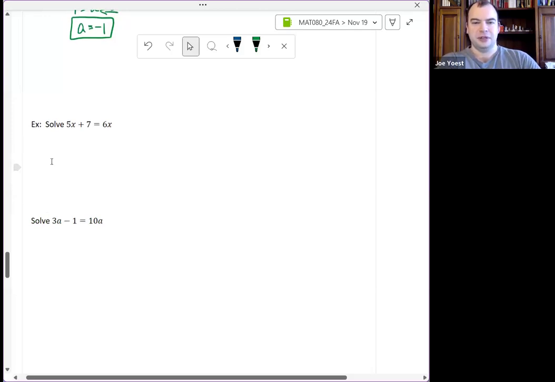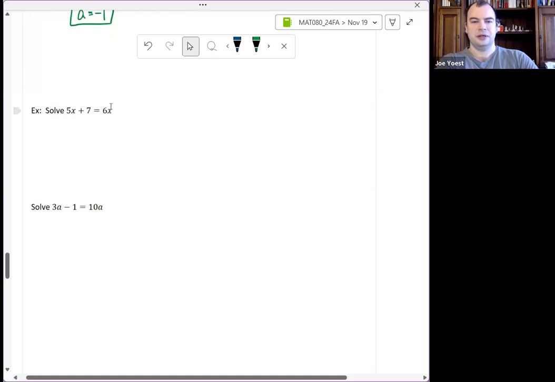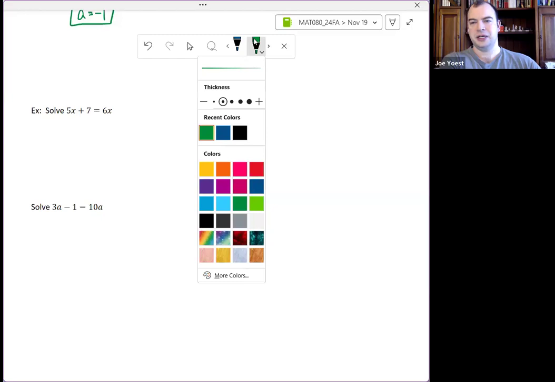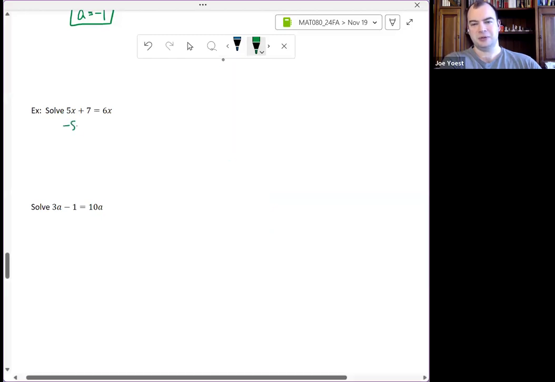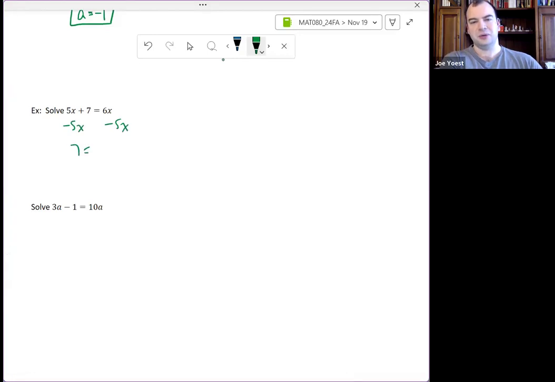So we have an example like this one. This is pretty similar to the one we just did, but just to recap, we want to isolate the variable term. We do that by, say, subtracting 5x from both sides, and I get 7 equals x, and that's my solution.